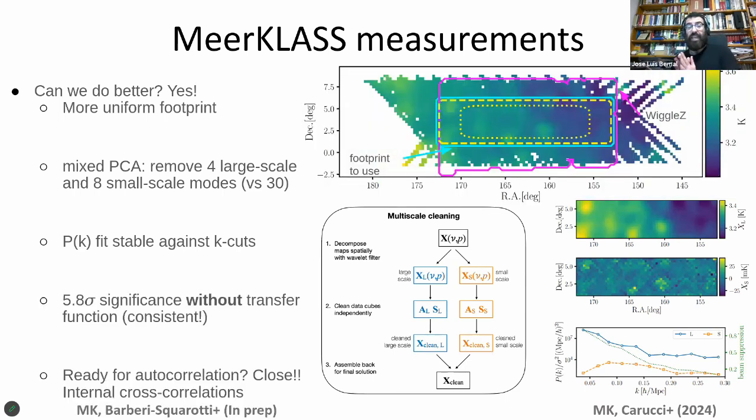The good thing is that even without any transfer function, because we saw that the transfer function was already always consistent with 1, we obtain a higher significance detection. And this also gives us the hope and the intuition that we may be ready for the autocorrelation experiments. And actually, we're pretty close. Doing internal cross-correlation, basically by cross-correlating signals from different antennas and also different time blocks, we think that we are close to finding this detection in the autocorrelation, clean of contamination, and this is a project led by Matilde Barberis-Corotti.